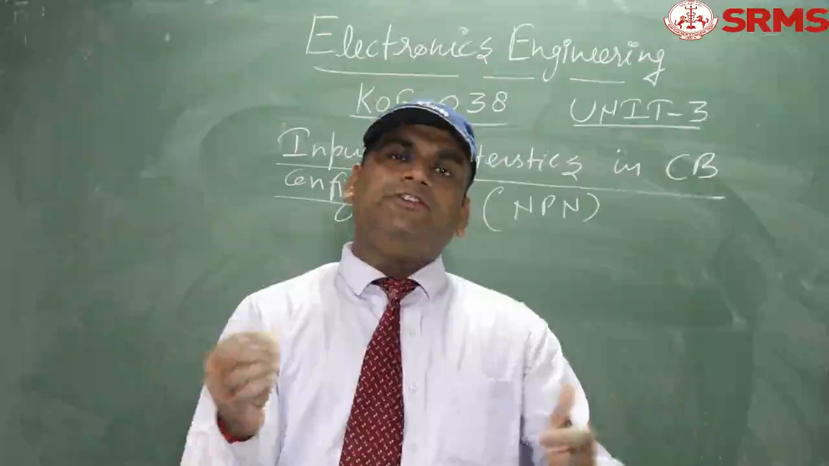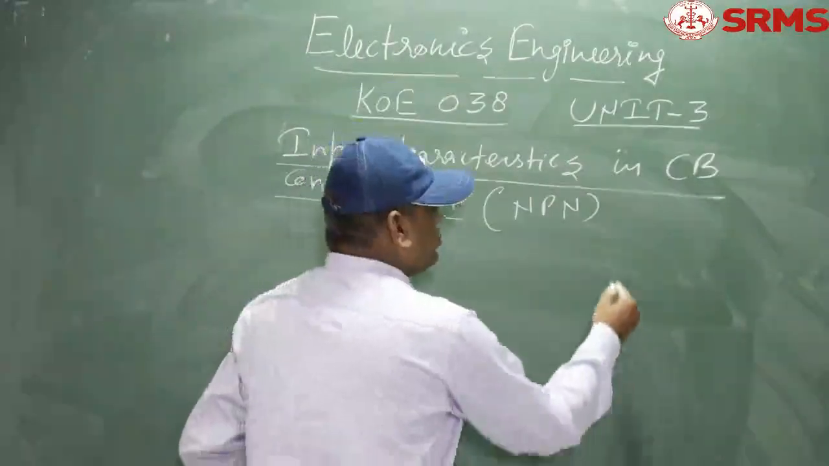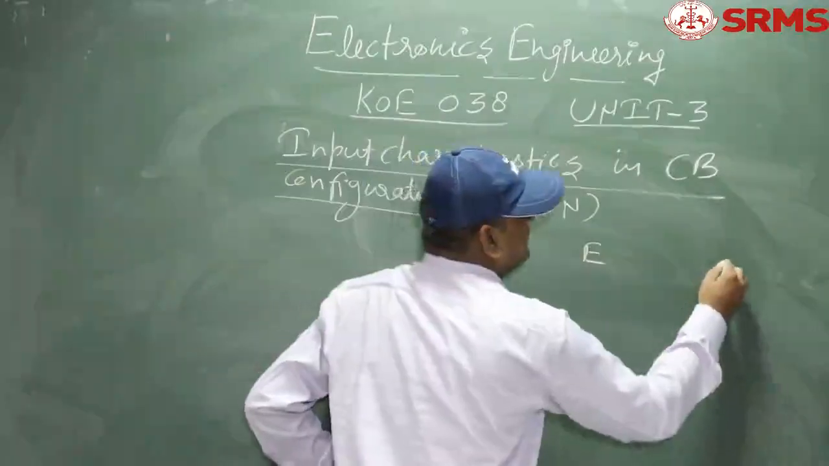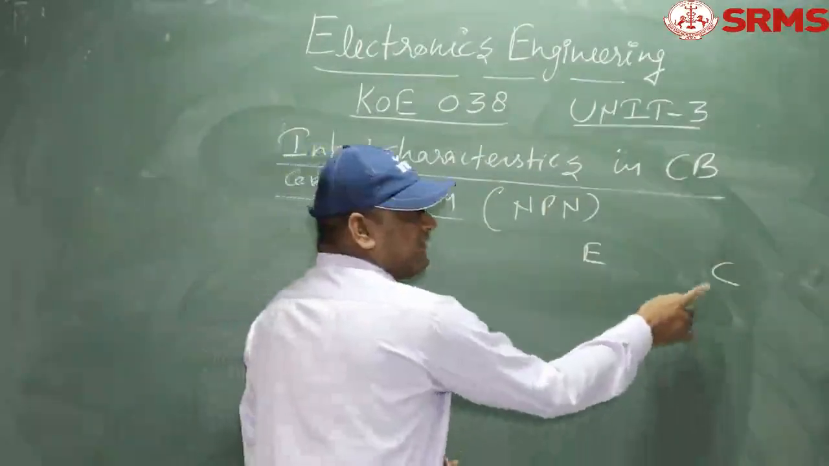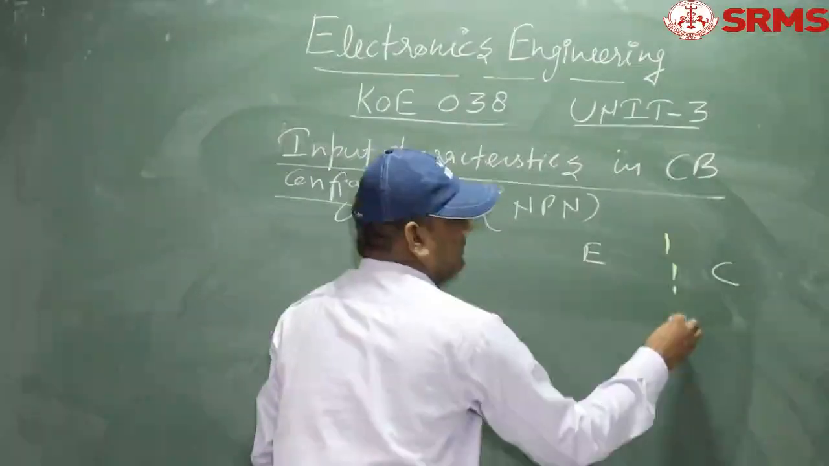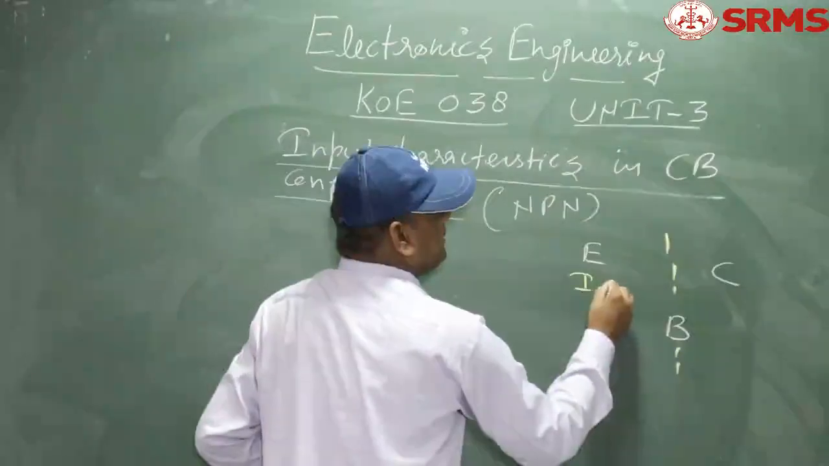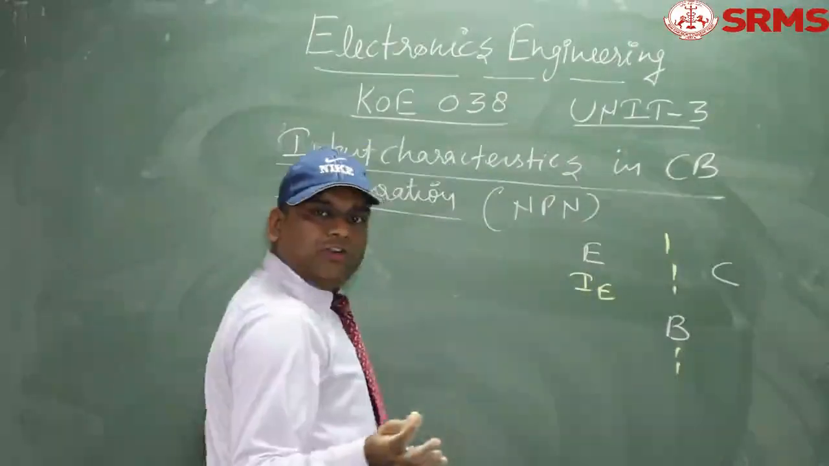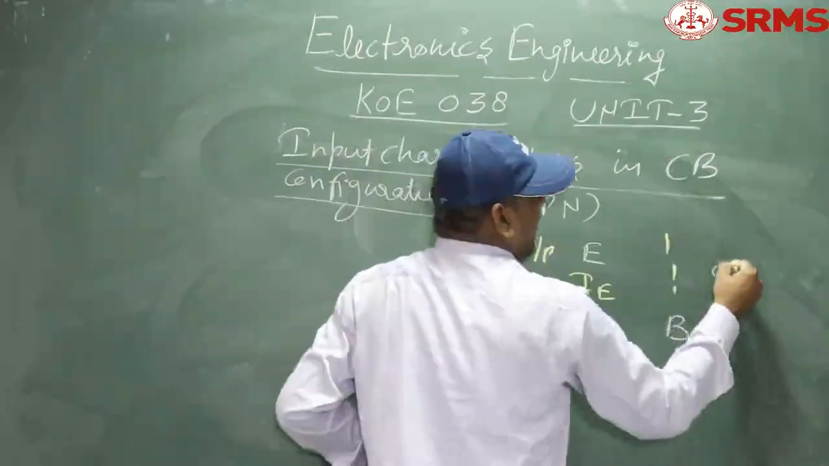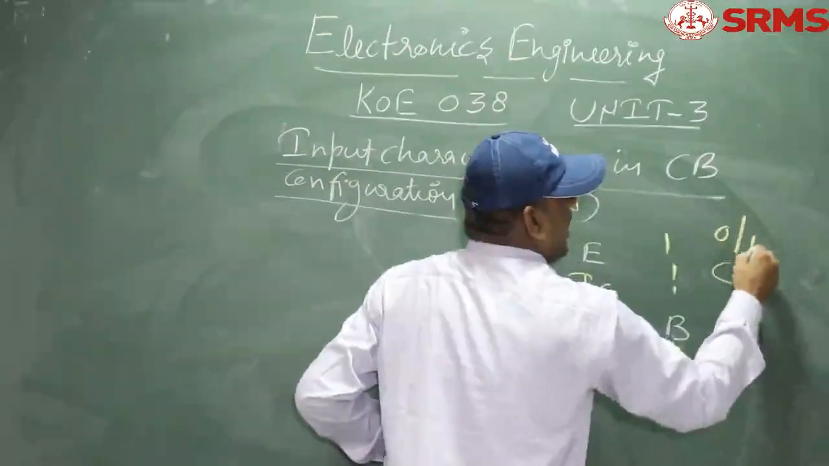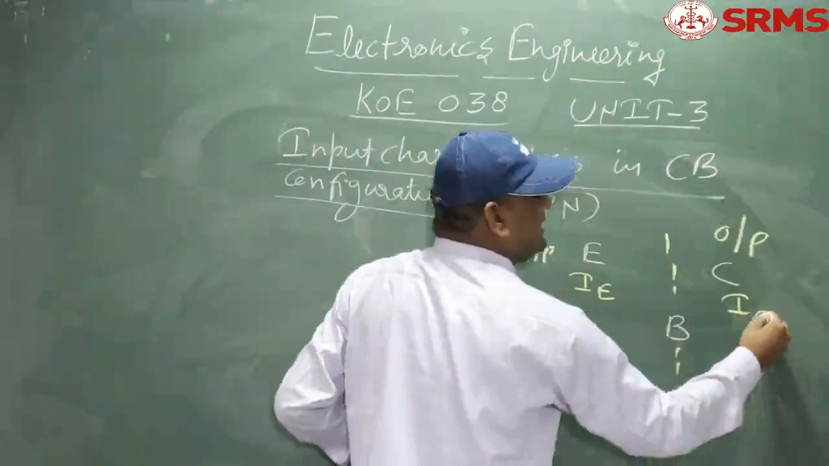So in the common base configuration, the base is common for the emitter as well as for the collector. So here, if this is your emitter, this is your collector, base is common. So what is your input current? IE. What is your output current? This is output side. Look at here. This is input side and this is your output side. So input current IE. Output current IC.